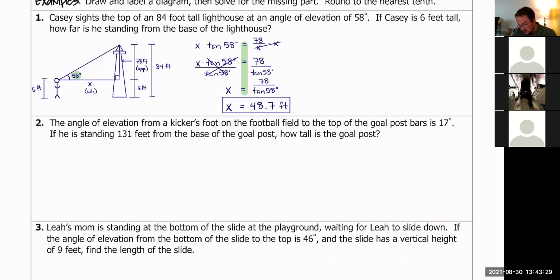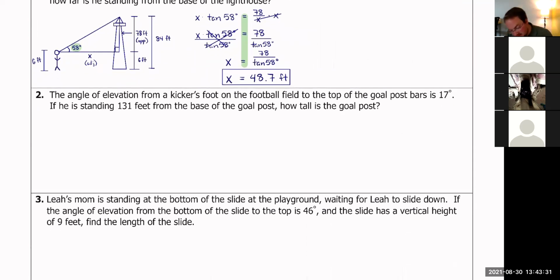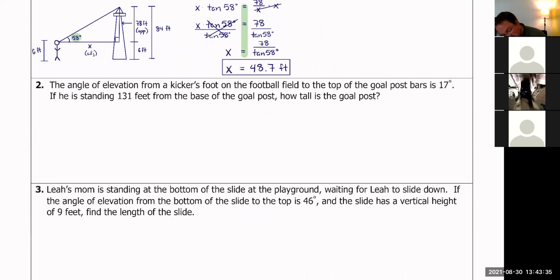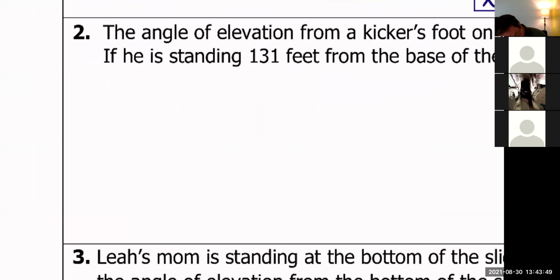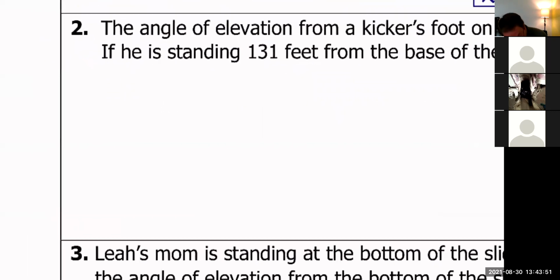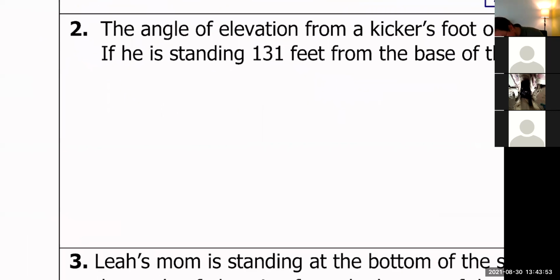Let's take a look at number 2 real quick, and then I'll give you the answers for the other ones, and then we'll do angles of depression on the back. Number 2 says the angle of elevation from a kicker's foot on the football field to the top of the goalpost bars is 17 degrees. If he is standing 131 feet from the base of the goalpost, how tall is the goalpost? Well, let's see here. Let's put, what's his name? The kicker, he doesn't even have a name. That's sad. Put our kicker right here.